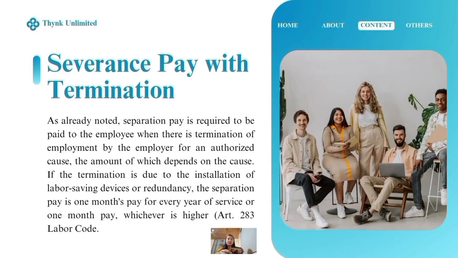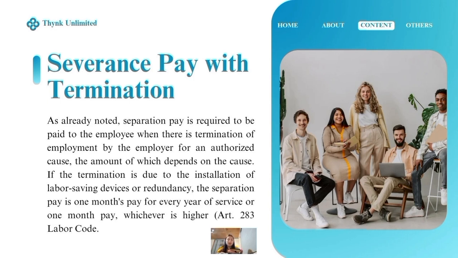So, the severance pay with termination. As already noted, separation pay is required to be paid to the employee when there is a termination of employment by the employer for an authorized cause. The amount of which depends on the cause. If the termination is due to the installation of labor-saving devices or redundancy, the separation pay is 1 month's pay for every year of service or 1 month's pay, whichever is higher, under Labor Code 283.